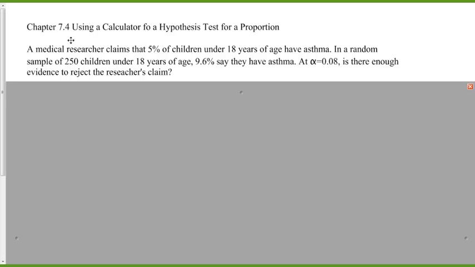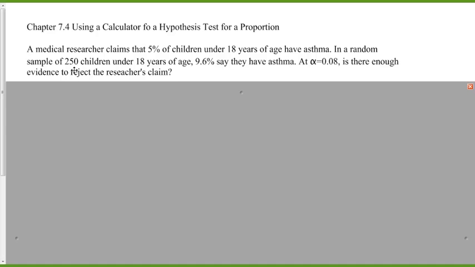This is for Chapter 7.4, using a calculator for a hypothesis test for a proportion. Medical research uses this type of stuff all the time, and I know you keep wondering, where would I use this? Well, this is one place where medical researchers really use statistics, and it claims that 5% of the children under 18 years of age have asthma.